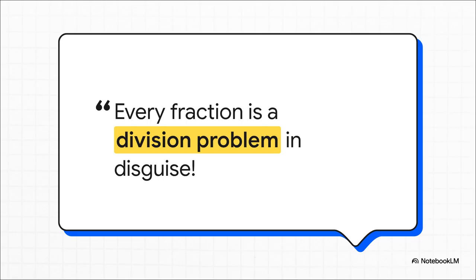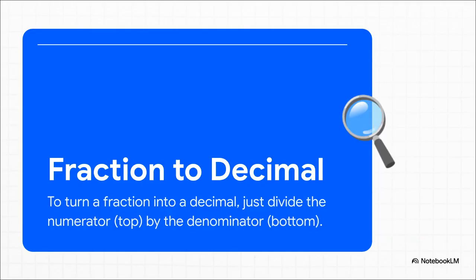That line in the middle of a fraction, it's not just a separator. It's actually a command. It's a little instruction telling you to divide. Once you see it that way, fractions aren't some weird puzzle anymore. So here's the deal. The process is always the same. You just take that top number, the numerator, and divide it by the bottom number, the denominator. That's it. That one move works for any fraction you can throw at it.